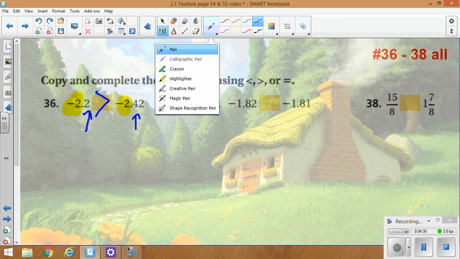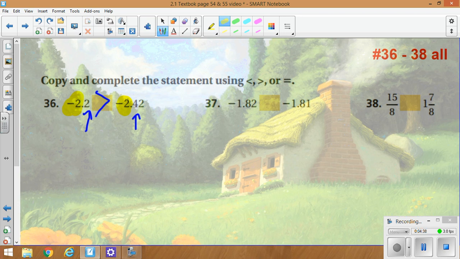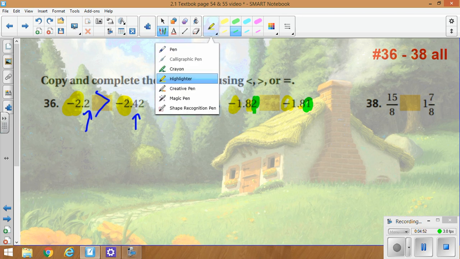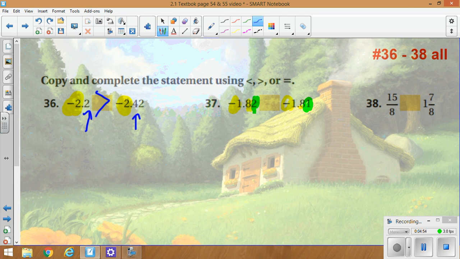For the next set of numbers, the same sort of thing is happening. Both numbers are negative, so we can't compare there. The next digit's an 8, so we can't compare those. So my final digit, I'm comparing a 2 with a 1. So since we're both negative, who is closer to 0? And hopefully you're saying the 1. So my answer is less than.